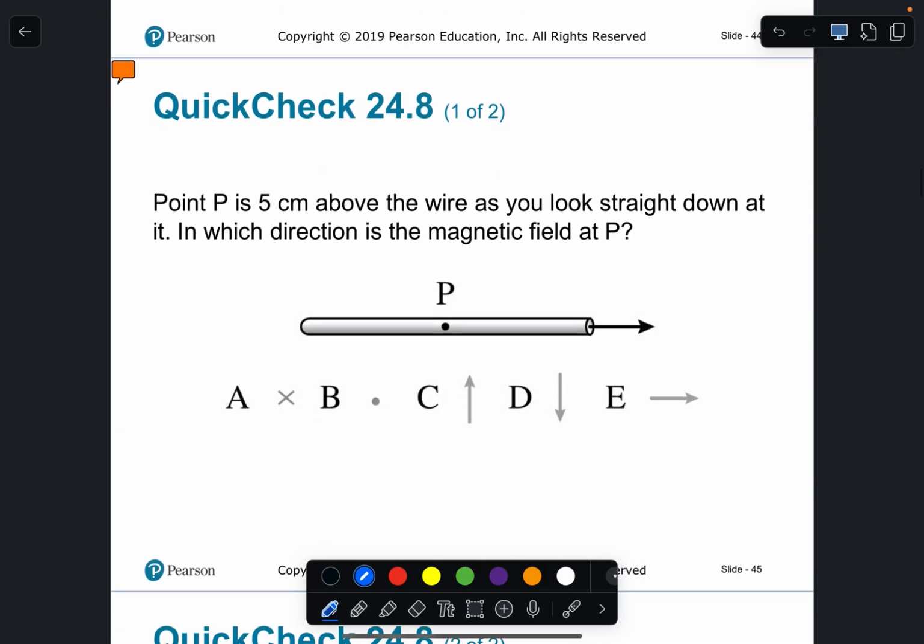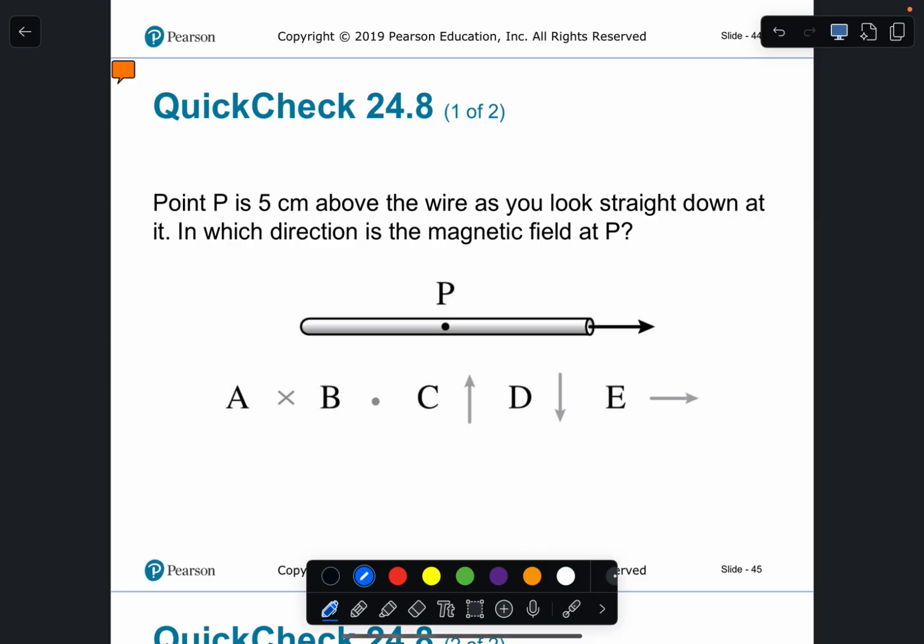Okay, here's a good one. So P, I'll use my pen here. Point P is out here. It's not on the pen, it's just that you can't tell because you're looking at it from this angle, right? So my pen is the wire. Point P is right here directly in front of it. What is the direction of the magnetic field?